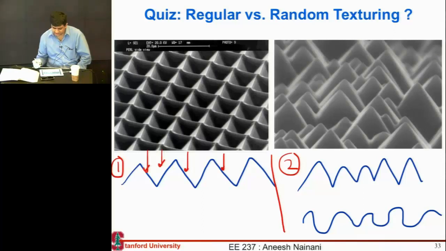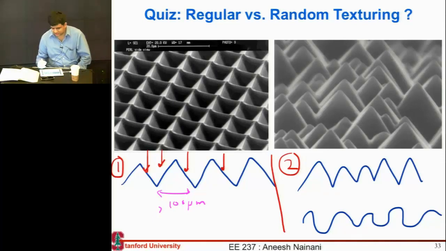Okay, so yeah, you're bringing a point which is very important. So far, how I've presented this light trapping is in terms of geometrical optics, where I've assumed that these features are large, hundreds of microns or more.